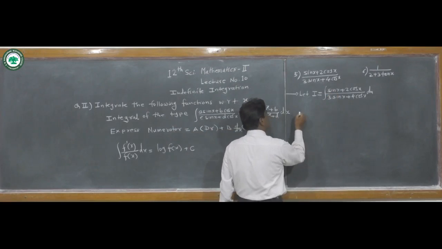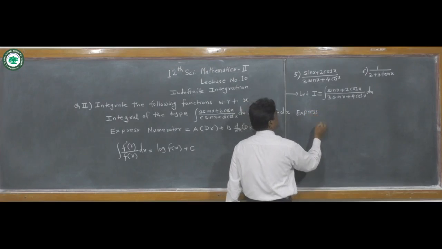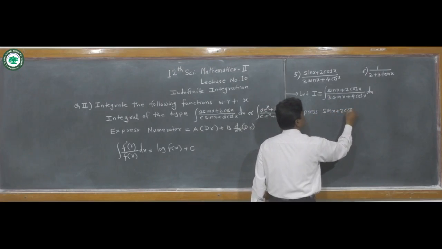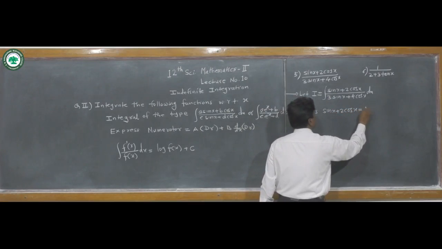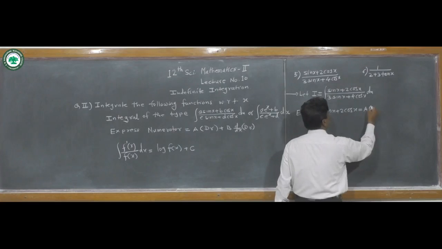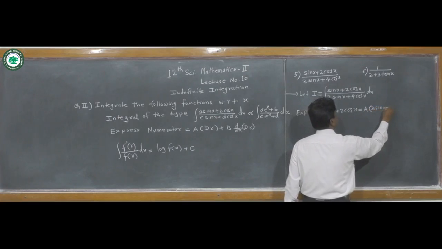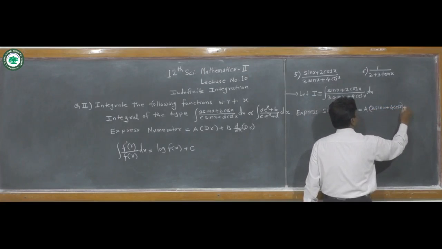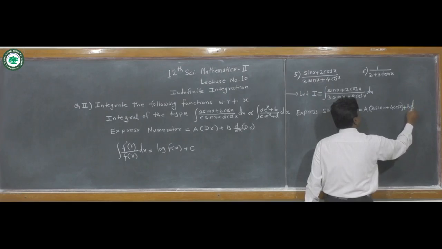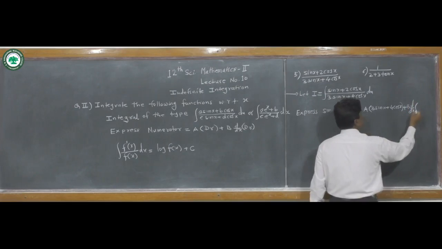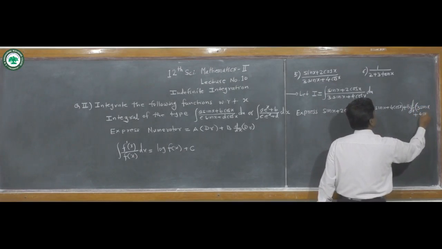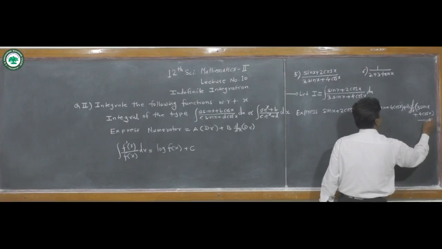So the numerator, sin x plus 2 cos x, is equal to a into denominator, the denominator here being 3 sin x plus 4 cos x, plus b into d by dx of the denominator, that is d by dx of 3 sin x plus 4 cos x. We call this equation number 1.